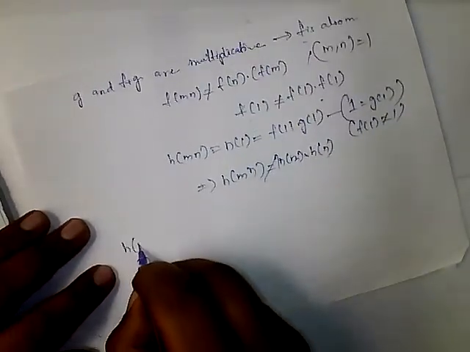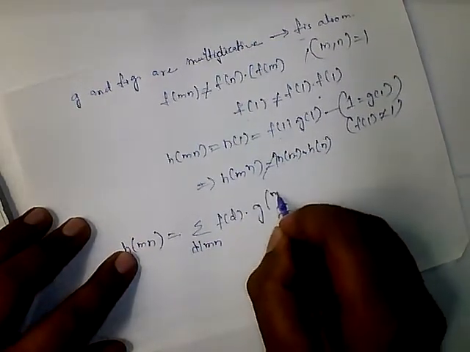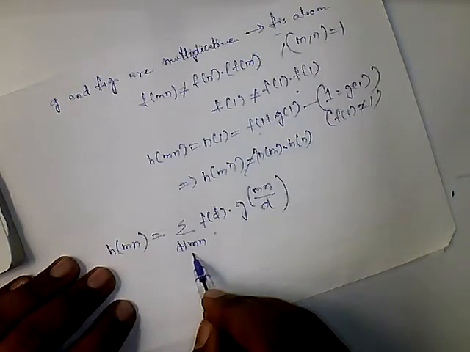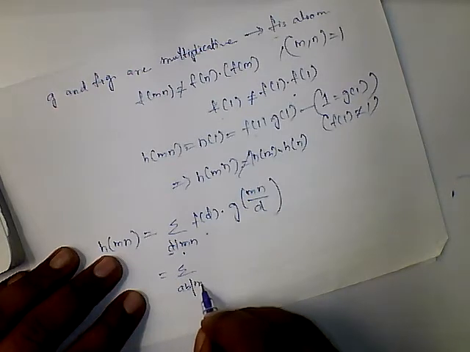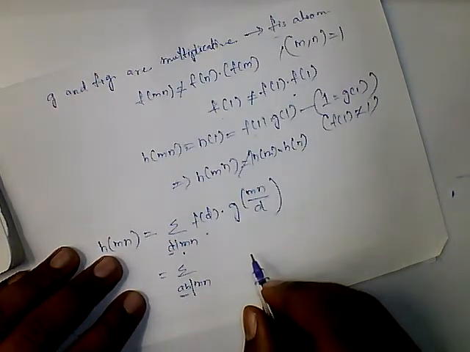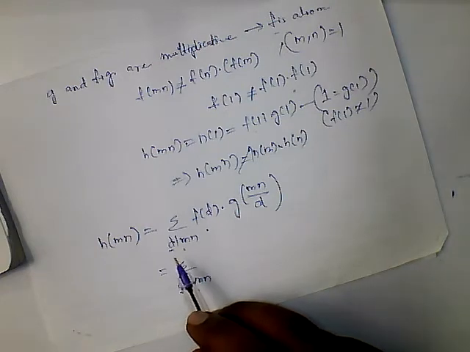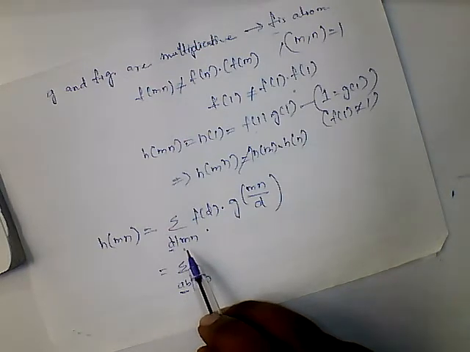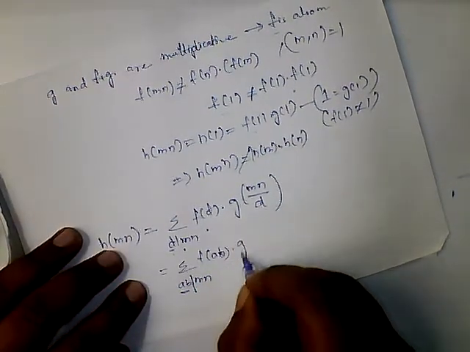Alright, considering the Dirichlet product for this, that is summation d divides mn, f of d, g of mn by d. Alright, so in place of d I can write... since we are considering the GCD of a and b is d, d divides a and b. Sorry, a and b divides d. That implies a and b divides mn. Sorry for that. a and b, g of.